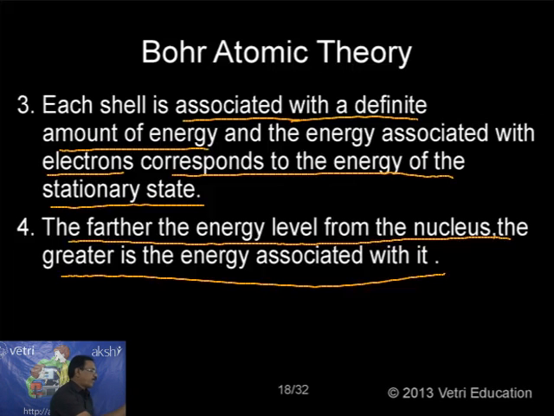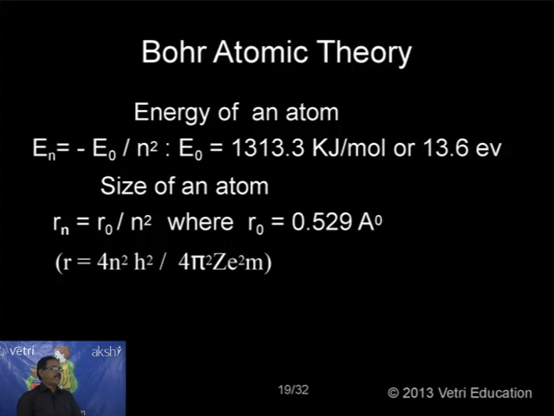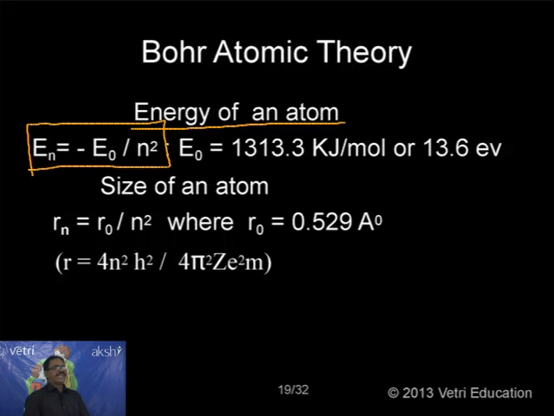So let me explain the third and fourth postulates with the corresponding equations. Kindly have in mind, I am going to give a simple equation for the energy of an atom. Kindly remember, Bohr derived the equations. At your level, I am not going to derive the equation, I am giving only the final equation, which you have to memorize. En equal to, that is the energy of the electron in the nth level, it may be 1, 2, 3 or 4, equals minus E0 divided by n square.